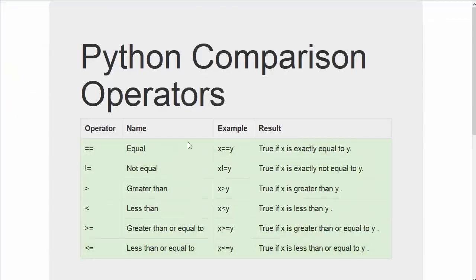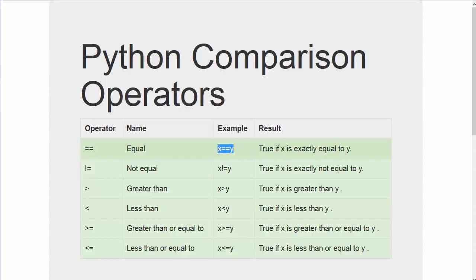In Python, these are some of the comparison operators you can use. You can use this double equals to check the equality between two values. You have this not equal operator with this exclamation mark and equals, which you can use to check the non-equality between two values. There is a greater than operator and there is a less than operator, and also there is a greater than equals operator and the less than equals operator. Examples of each of these operators I have given here.